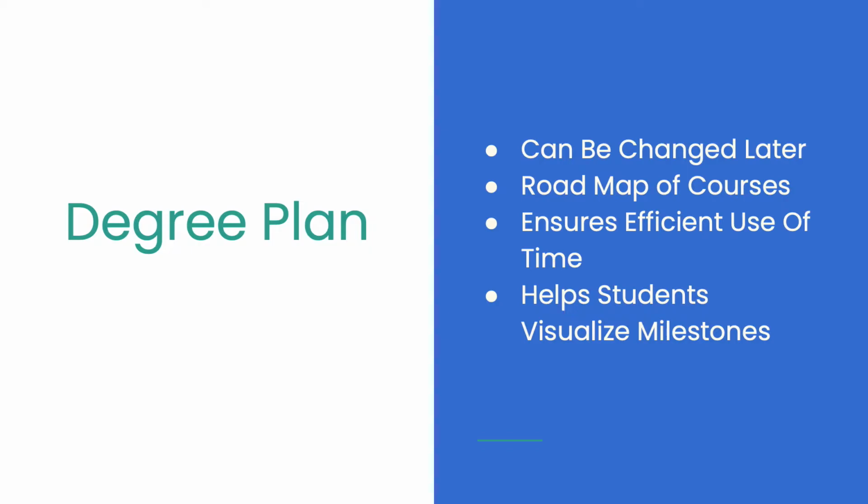Your degree plan is not set in stone. It can be changed later. If you decide that you want to change the courses up, you and your academic mentor can do that. It still needs to be approved by the provost. And since it is not set in stone, it is just a roadmap of your courses.